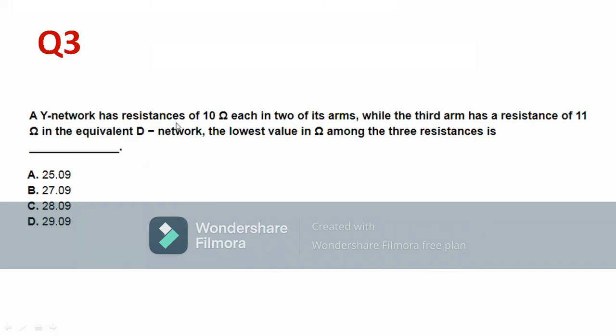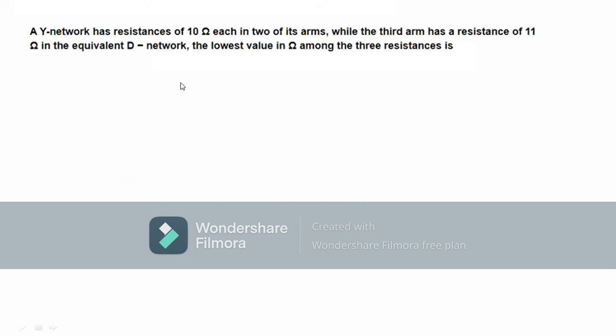A star network has a resistance of 10 ohm each in 2 of its arms, correct, while the third arm has a resistance of 11 ohm. In the equivalent delta network, the lowest value in ohm among these three resistances is? This problem is related to the star delta conversion. Okay, let us work it out. Read out the question once again.